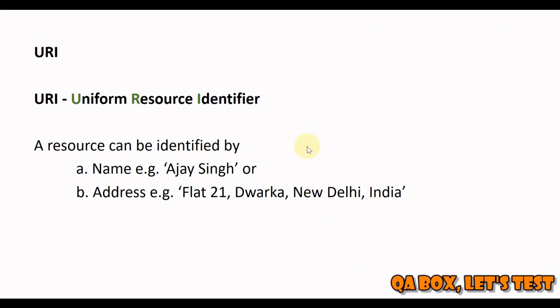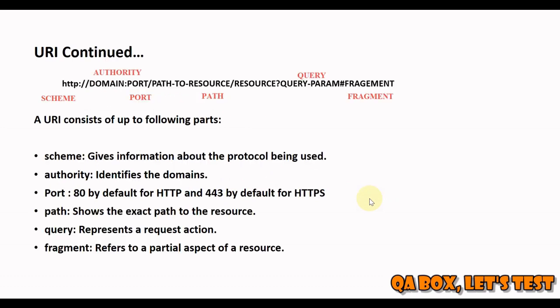All right. So, uniform resource identifier. A resource can be identified by its name or by its address. In the particular example, if you could see, name could be a JSON, and address could be the address. So these are the two ways you can identify an object. All right. Now let's understand the different components involved in a URI.